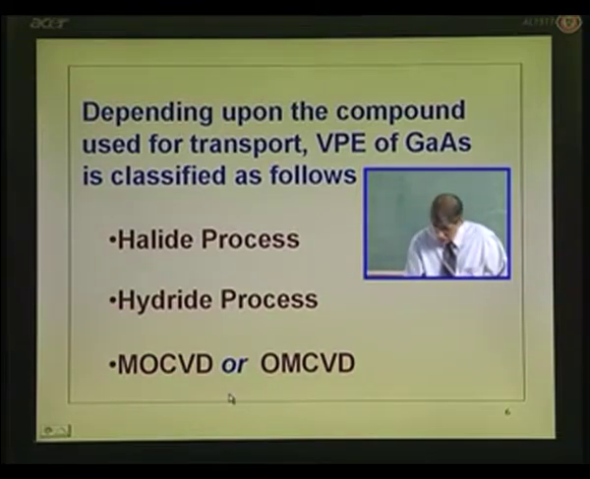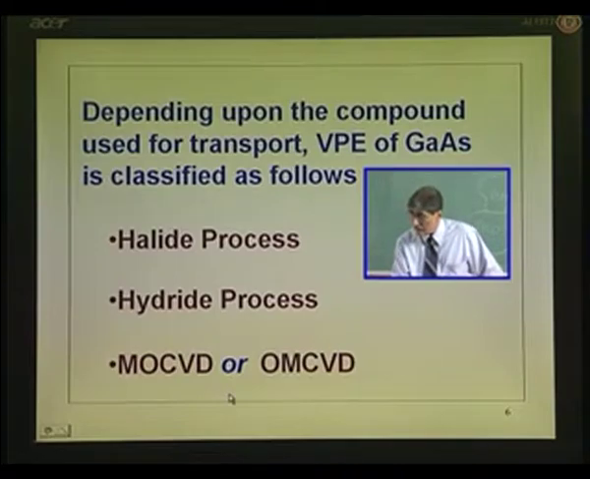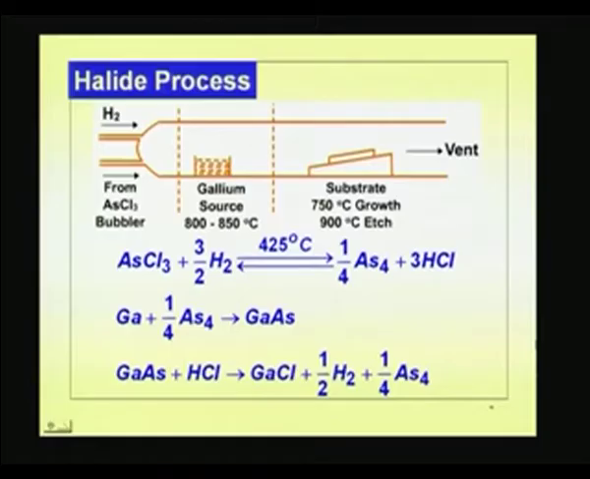Now, let us just take a look at each one of them, not in detail, just going through them. Halide process: you can see here, this is a furnace tube, a quartz tube, which is laid out there, and it is a 2-zone furnace.